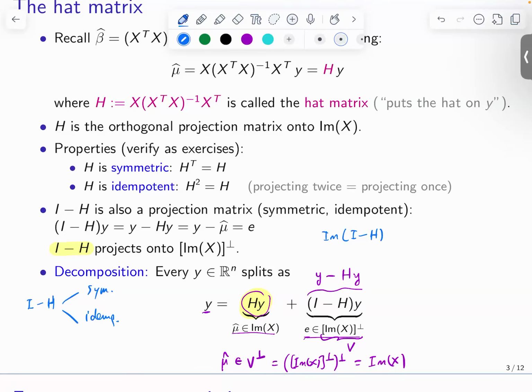Sorry, what are we looking at here? So mu hat is the image of X. E is... there's no U, oh, mu hat. Okay. So mu hat is an image of X. Yeah, and then E is orthogonal to it.